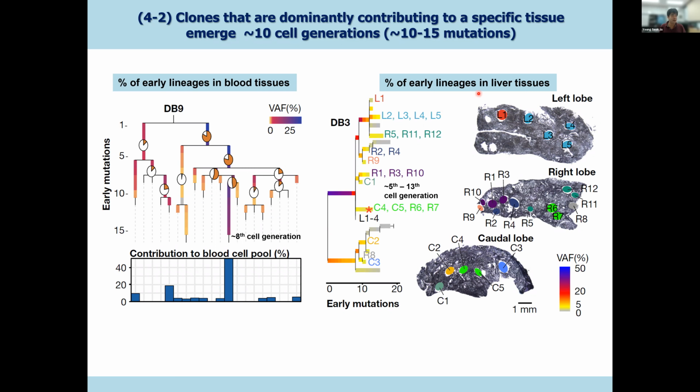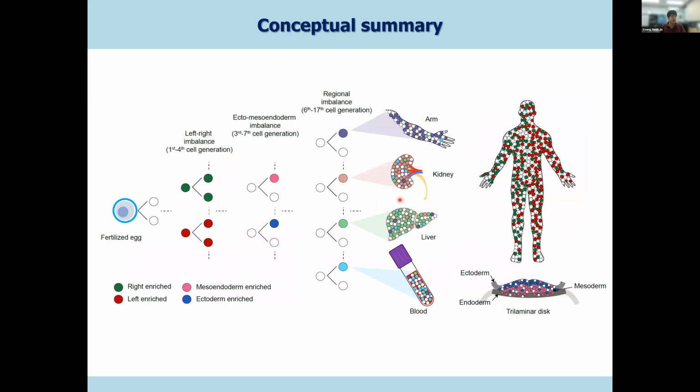Or from the liver tissues, we can conduct a similar analysis, and thus one minor lineage in the phylogenetic tree is dominantly contributing to liver lobules. That means this lineage is not exclusively, but dominantly contributing to liver genesis during embryogenesis. So this is the conceptual summary.